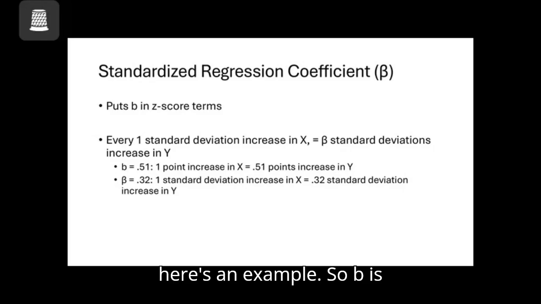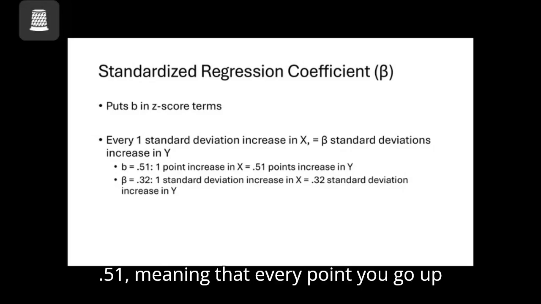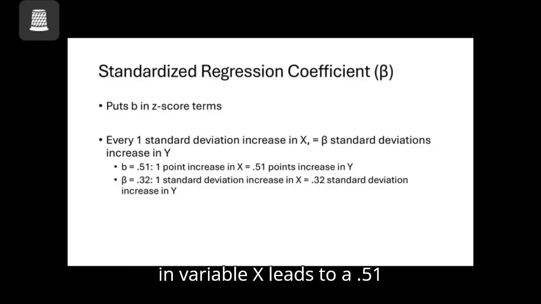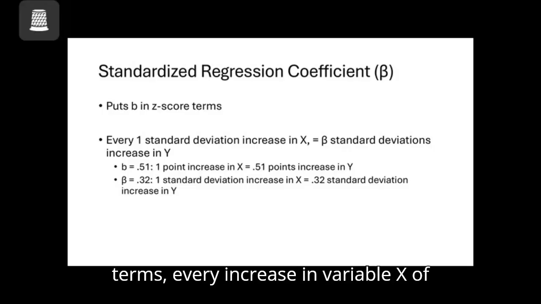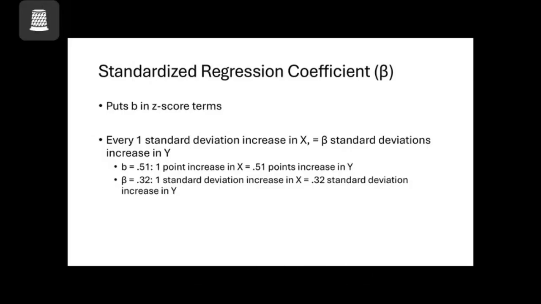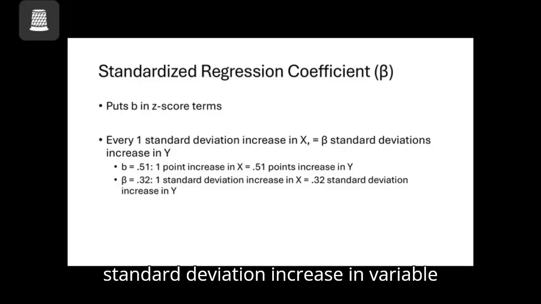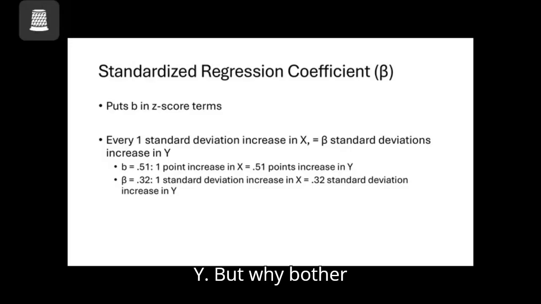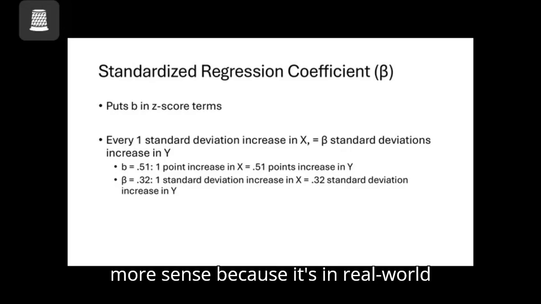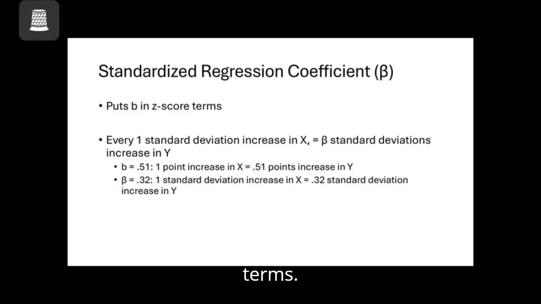So here's an example. B is 0.51, meaning that every point you go up in variable x leads to a 0.51 increase in variable y. In beta terms, every increase in variable x of 1 standard deviation results in a 0.32 standard deviation, so about 1/3 of a standard deviation, increase in variable y. But why bother with beta at all? B, frankly, makes more sense because it's in real-world terms.